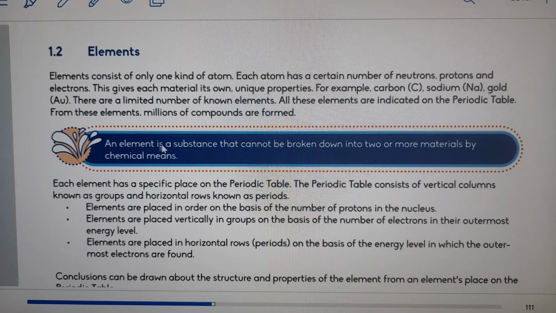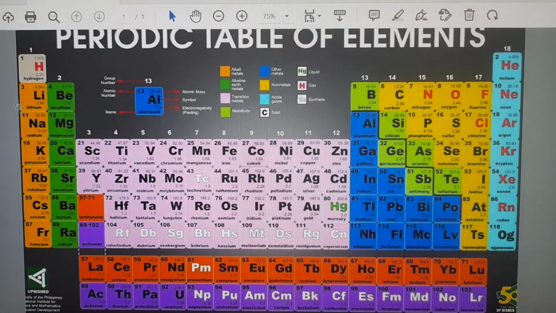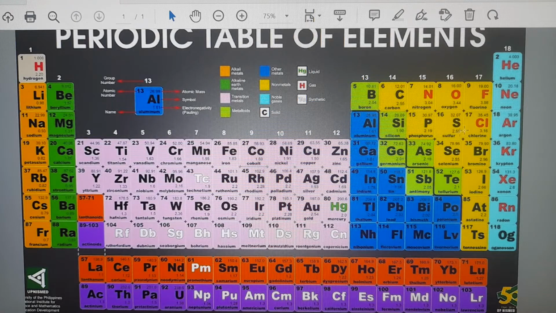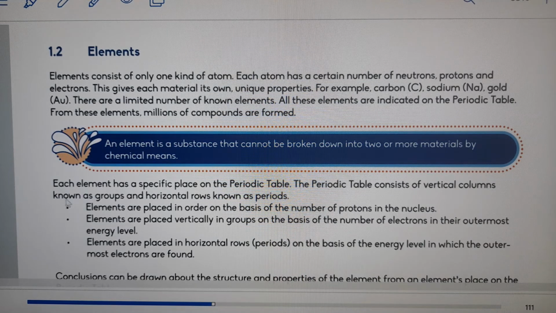So the definition: an element is a substance that cannot be broken down into two or more materials by chemical means. You need to know this definition. Each element has a specific place on the periodic table. Each and every element is sitting on the periodic table on its own. You will not find two or three elements sharing a place. Each and every element has got its place.